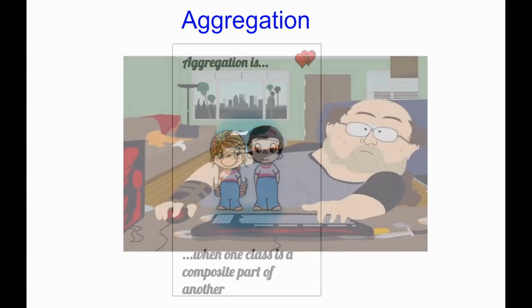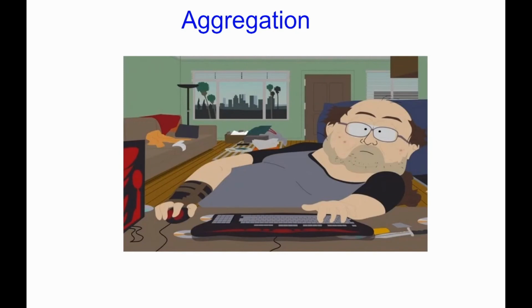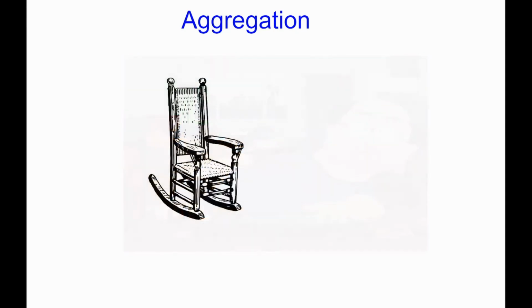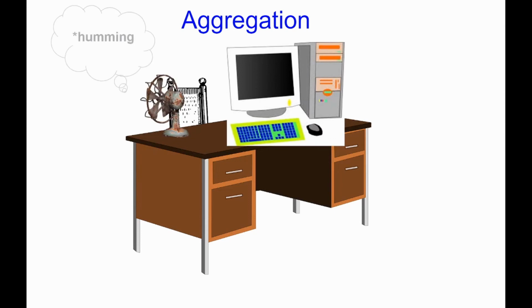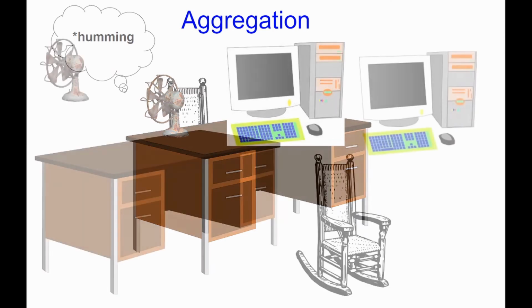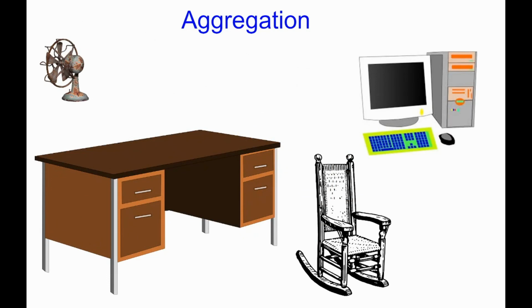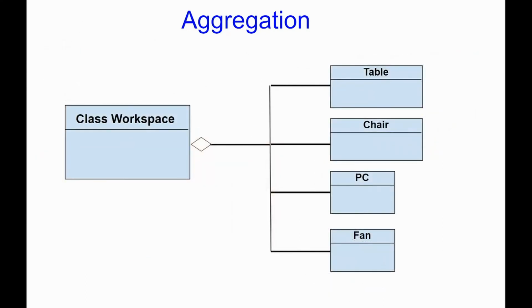Aggregation. A special type of relationship between classes when one class is a composite part of another. For example, a programmer's workstation could consist of a chair, a desk, a computer, and a fan. But when we delete the workstation class, we still have all these classes, but on their own. They no longer form an aggregate class workstation. Aggregation is shown as a continuous line with an unfilled diamond connected to the class which represents the aggregate.